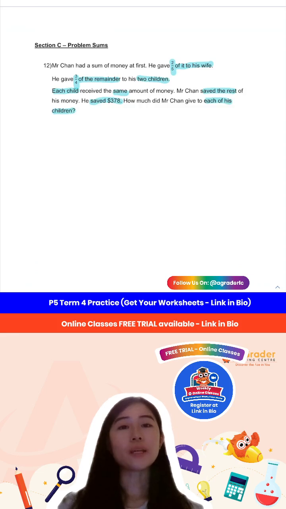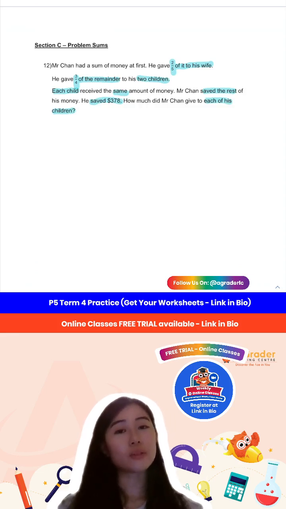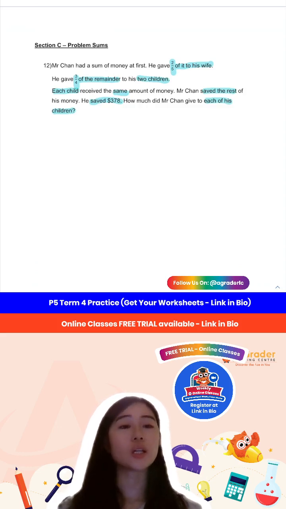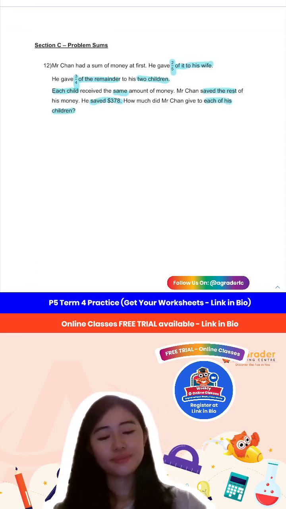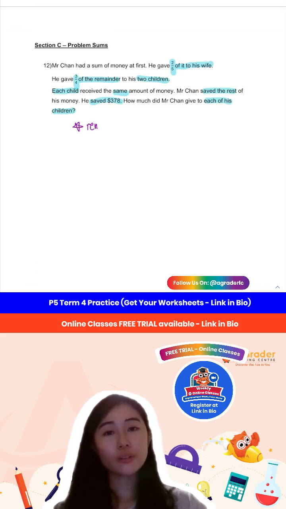Okay, so for P5, for problem sums, they do like to test you on the remainder concept, which is what this question is testing. So over here I'll write remainder concept. That's the main thing in this question.